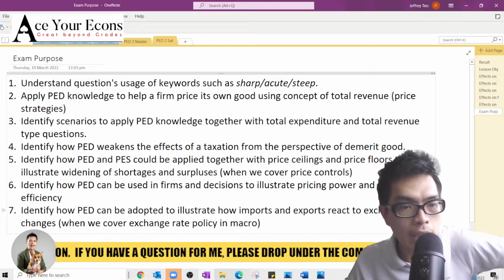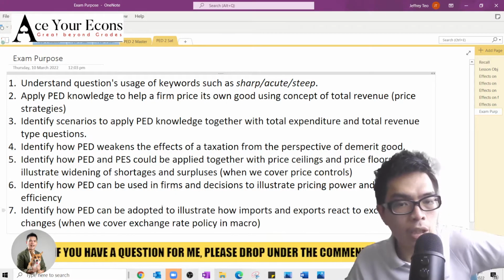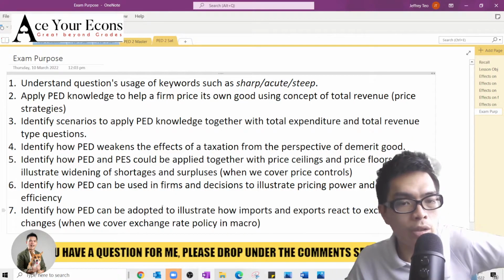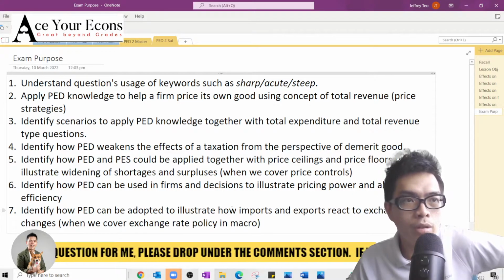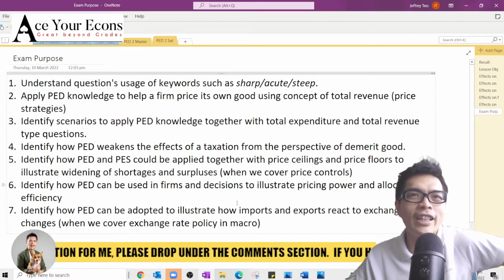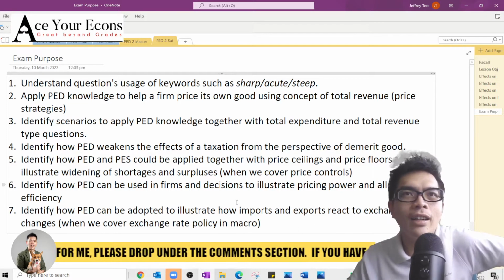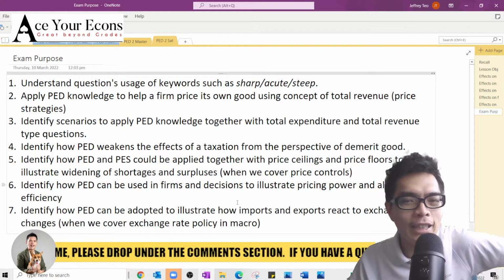Okay, and lastly, the Marshall-Lerner Condition. I will cover more of this on exchange rate, when I cover exchange rate policy in macro. For the year 1s, it will be quite a journey there. For the year 2s, you'll see this very soon.